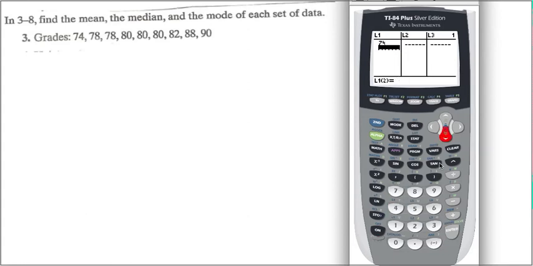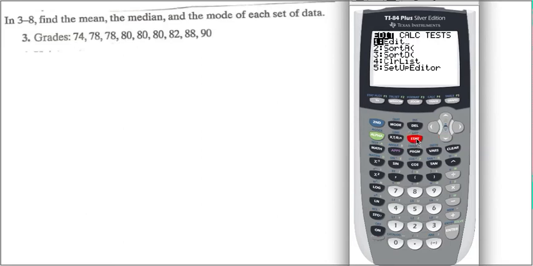On the list, we can plug in these values. 74, 78, 78, 80, 80, 83, we have 3 80s so far, and 82, 88, and 90. Now we have 9 such values so far. So 1, 2, 3. Okay, then what are we going to do?